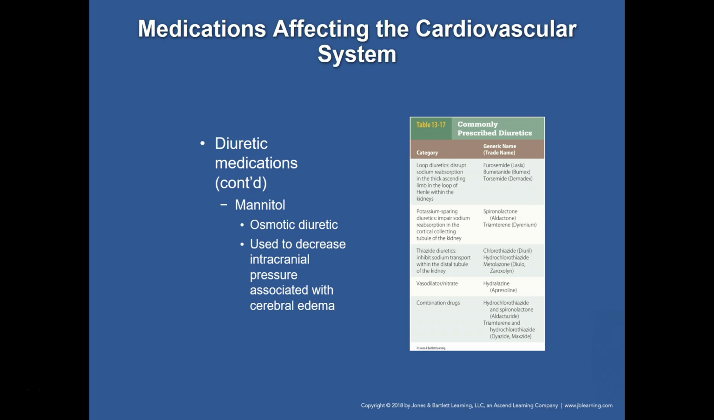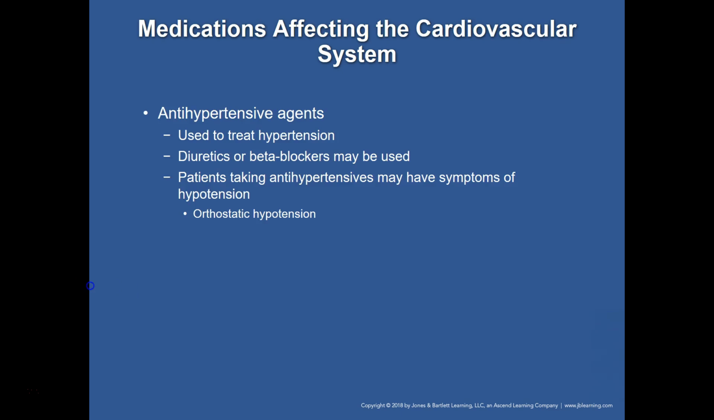Mannitol is one of the other ones. It's an osmotic diuretic, so it works more at the cellular level than in the loop of Henle in the kidneys like Lasix does. And it's used to help decrease intracranial pressure, like I talked about earlier.